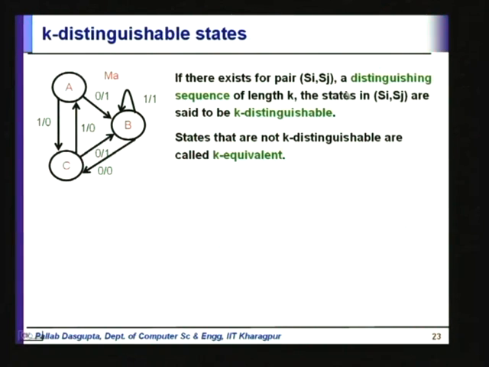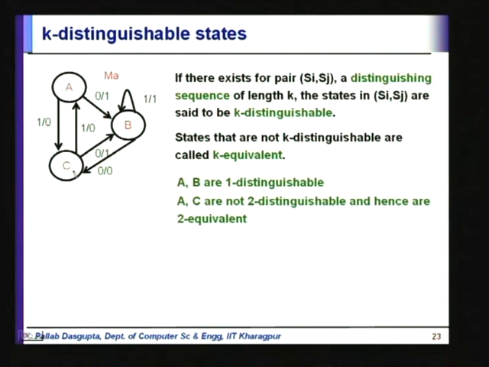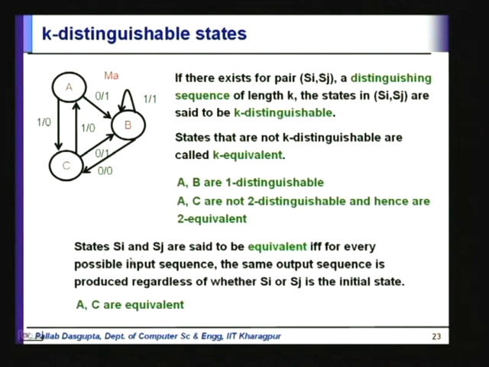K distinguishable states: if there is a distinguishing sequence of length k, then Si, Sj are said to be k distinguishable. States that are not k distinguishable are called k equivalent. So, here A and B are 1 distinguishable, A and C are not 2 distinguishable, and hence are 2 equivalent. States Si and Sj are said to be equivalent if for every possible input sequence the same output sequence is produced regardless of whether Si or Sj is the initial state. Okay. So, here A and C are equivalent.